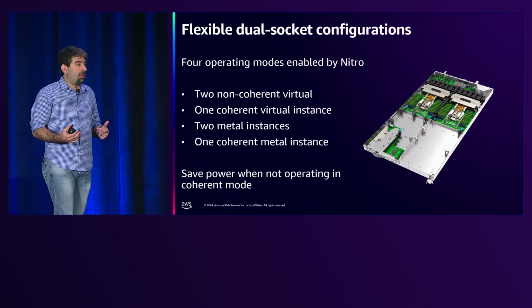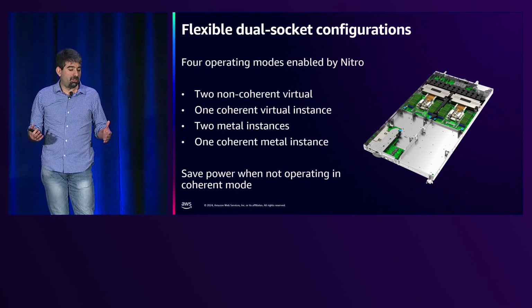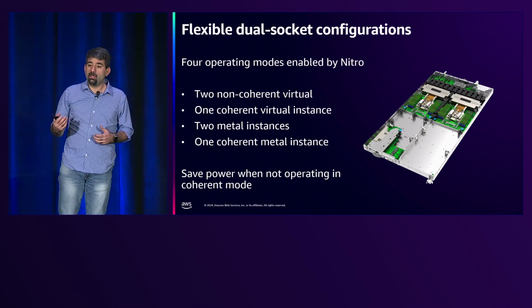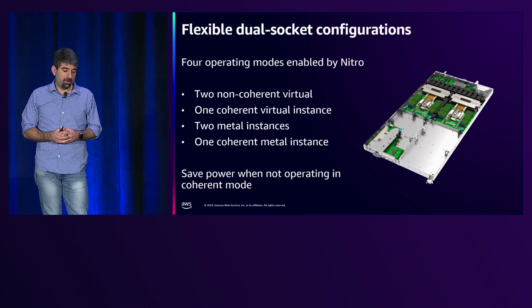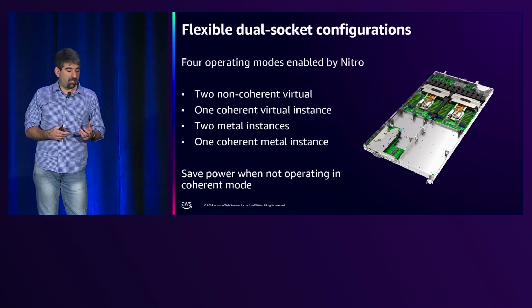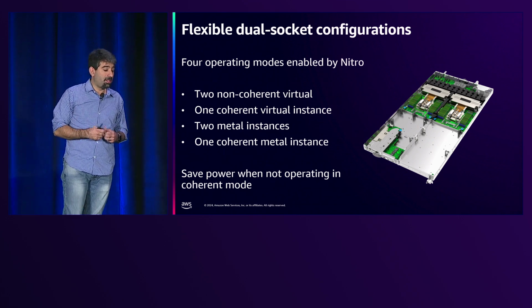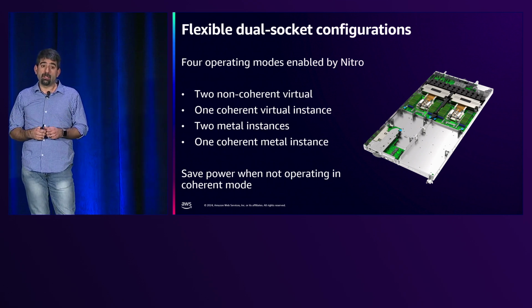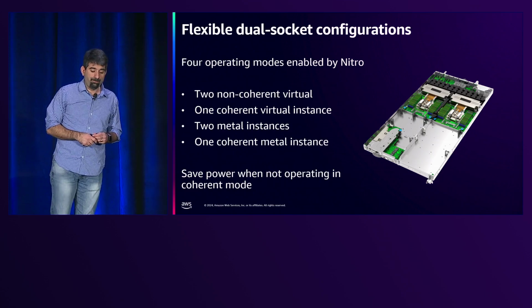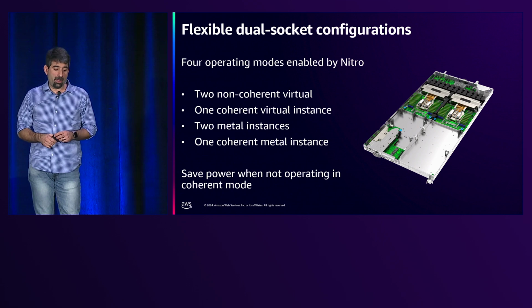With Graviton 3, we started by showing you a server that had 3 sockets, not just the normal 2. And the reason we could do that is we have a very close coupling between our Nitro cards and our hosts. With Graviton 4, we've increased that flexibility further. This dual socket server you see here can be 2 non-coherent virtual instances, or sets of virtual instances, 1 large coherent instance, 2 metal instances, or 1 big coherent metal instance. And we get to save power by turning off that coherence when we don't actually need it to offer those large 48XLs.